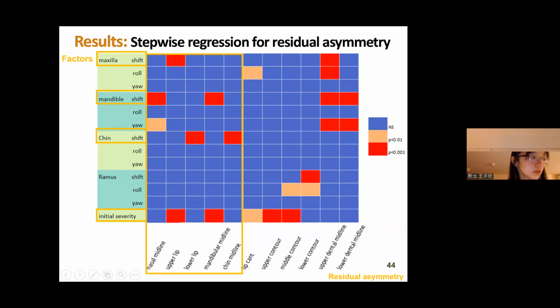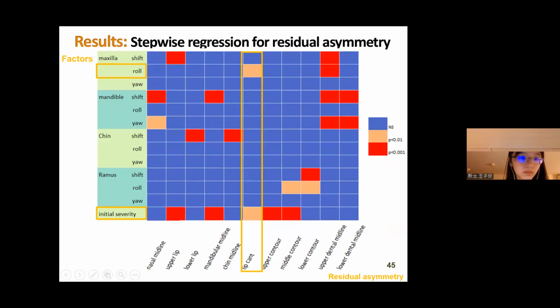And the result of the regression analysis: the x-axis is the residual soft tissue asymmetry, the y-axis is the related factors. For the midline asymmetry, half of them are related to initial severity, and it is always related to its underlying jaw shift asymmetry. And for the lip cant, it was related to maxillary roll and initial severity. And for contour asymmetry, it was related to its initial severity and ramus shift or roll asymmetry.